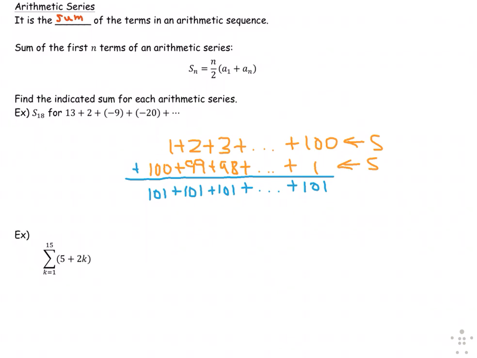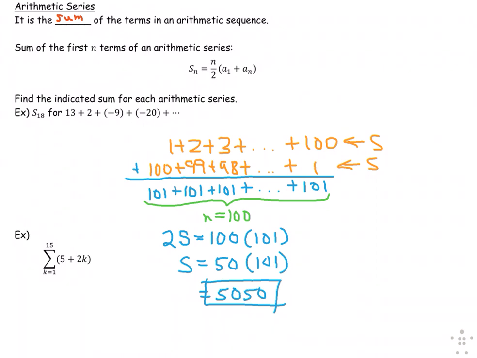So if 1 plus 2 plus etc. up to 100 is equal to the sum of interest, and then we are adding it to itself, we have twice what we need. So we could rewrite all of this as the following equation. We have 2 sums, s, is equal to 100 of these 101 terms. Dividing by 2 and multiplying gives an answer of 5,050. And that's how this formula was born, and we will now use it in the following 2 examples.